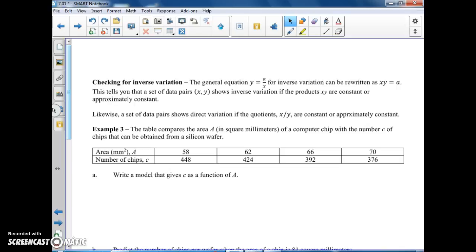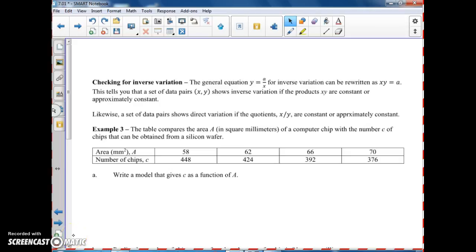All right, so now here comes the first thing. You have to determine, is this inverse or direct variation? The thing is, you have no idea. If I look at this, I wouldn't know either. So here's what you're going to do. Take 58 and multiply it by 448. Take 62 and multiply it by 424. Take 66 by 392, 70 by 376. And write those numbers on the bottom of this table. So go do that for a second.